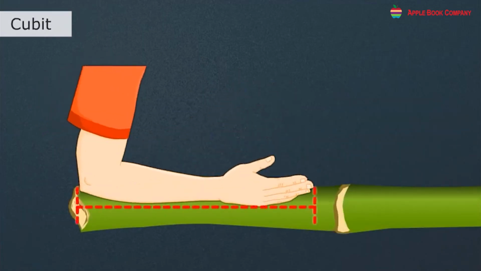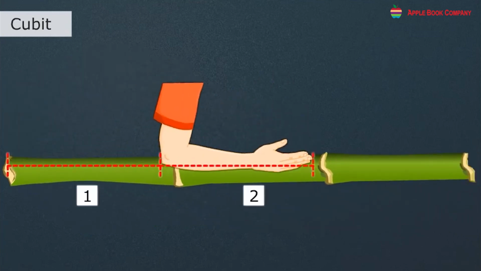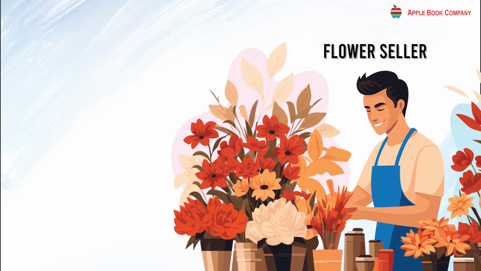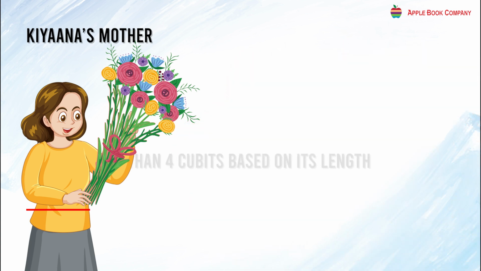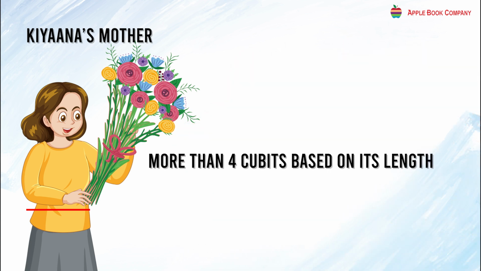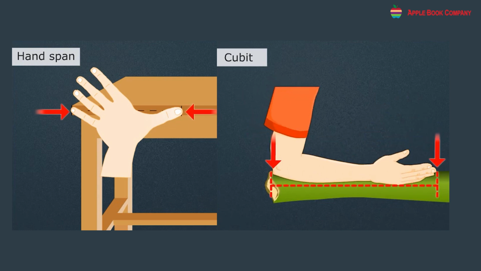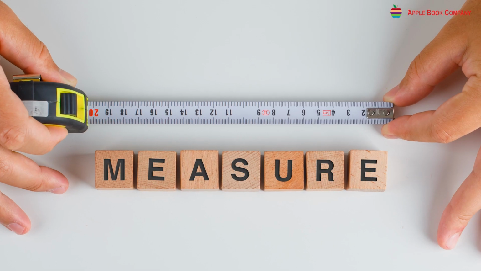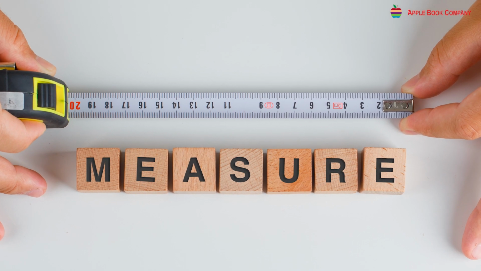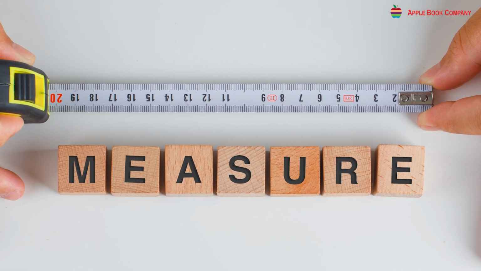A cubit is the distance between the tip of one's index finger and the elbow, the forearm. A flower seller presents Kiana's mother with 3 cubits of flowers. Kiana's mother was inquisitive, so she remeasured the blossom with her own forearm. She determined that her forearm measured more than 4 cubits based on its length. When utilizing span or cubit to measure, we find that the measurements vary from person to person. We need standard units of measuring so that regardless of who measures, the same length is obtained.